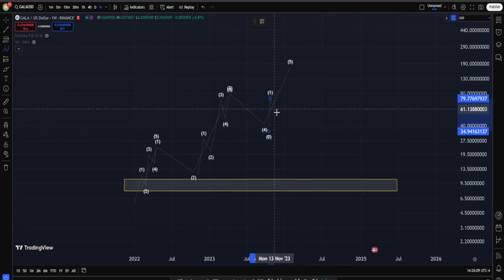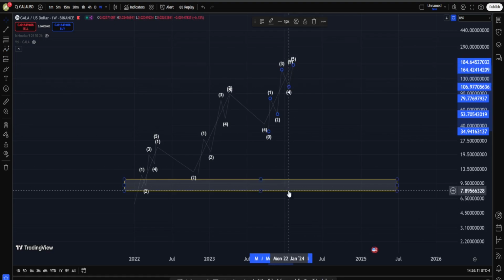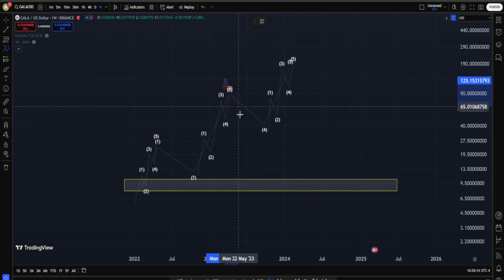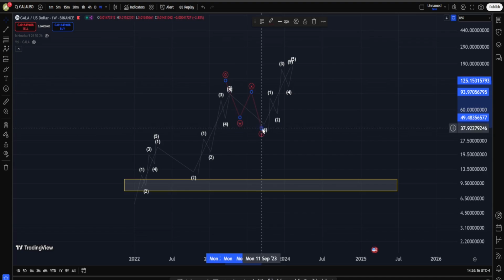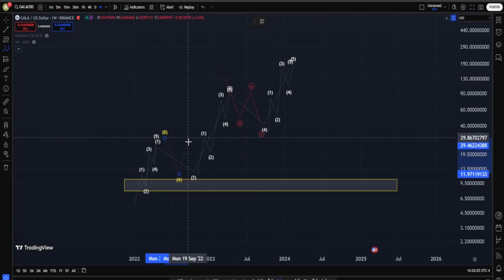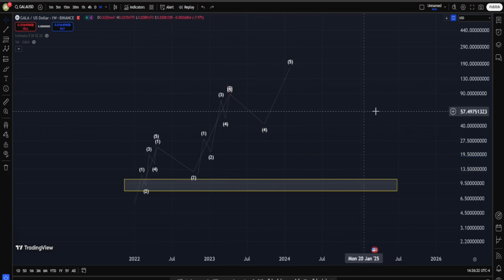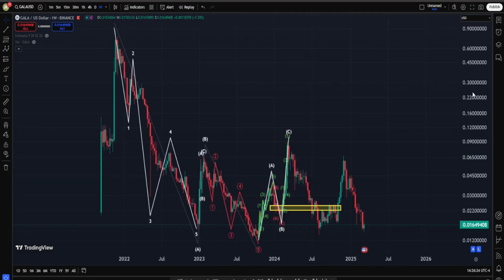And for wave 2 and 4, we can have different possibilities. Doesn't really matter. Let's say WXY into 4 and an ABC structure into wave 2. Understood? Okay, now let's go on the live charts and see what we have off of the lowest low in GALA. Let's hide everything.